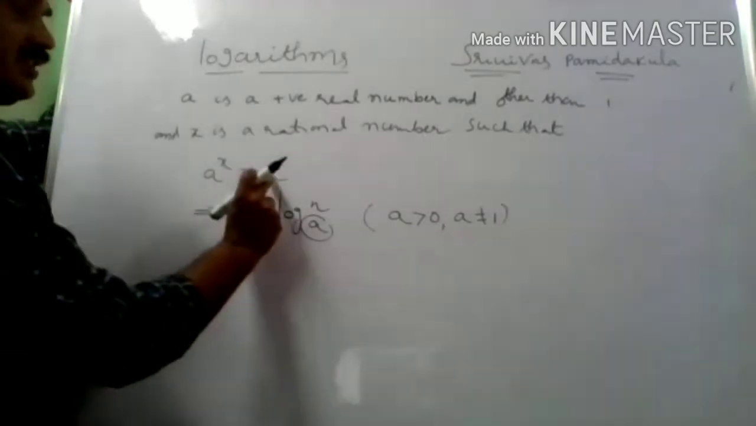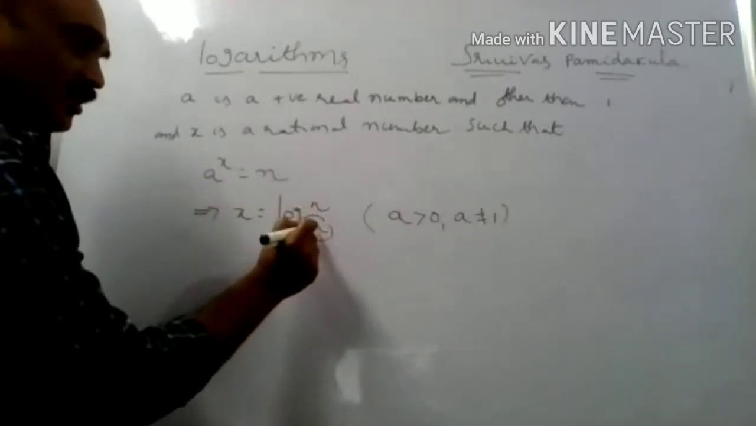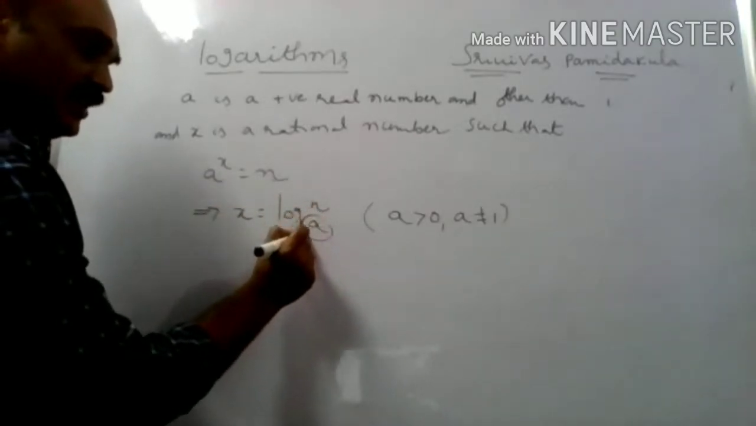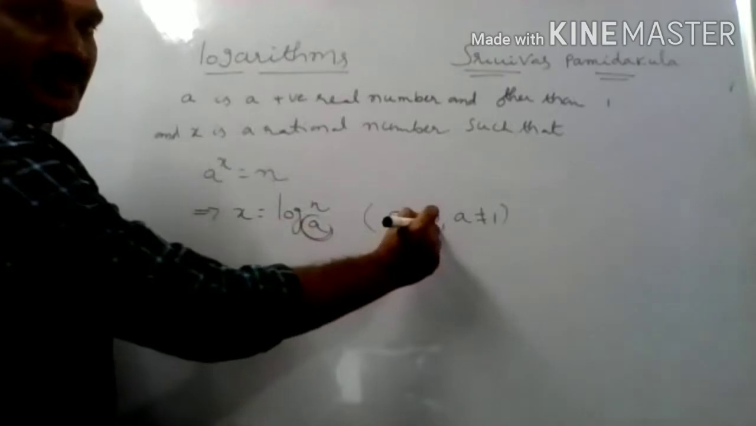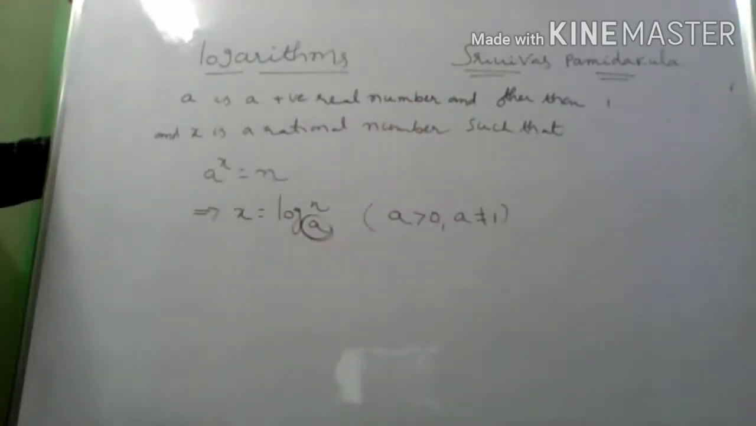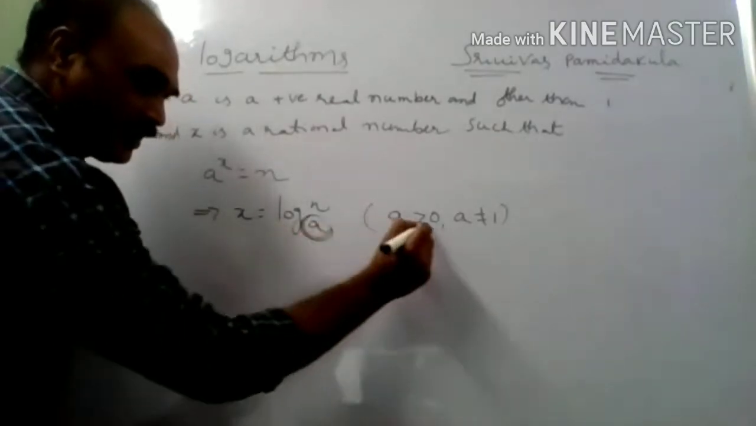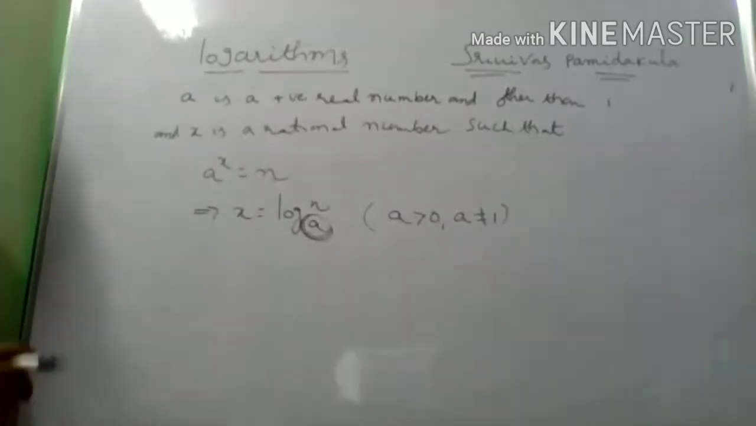Friends, a power x is equal to n, x is equal to log n to the base a. Here the base is compulsorily greater than 0 and a is not equal to 1.